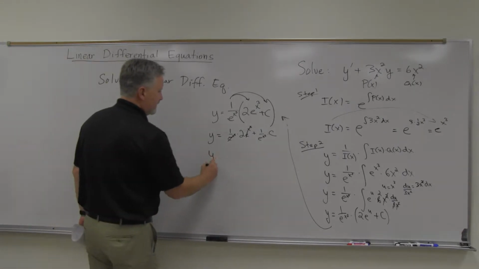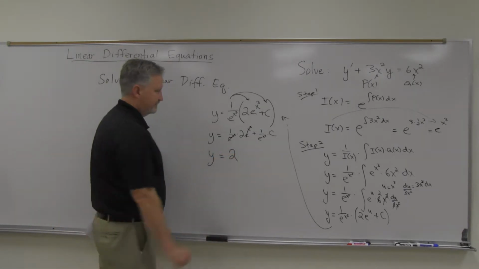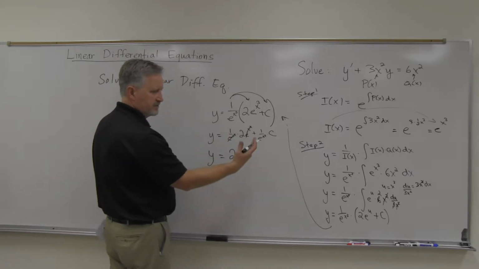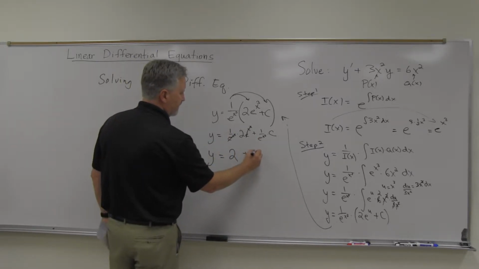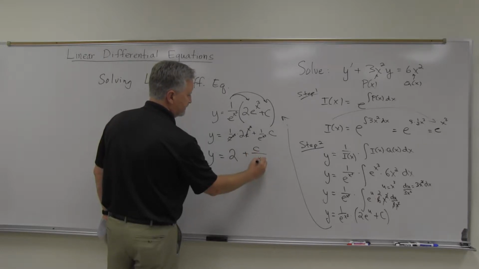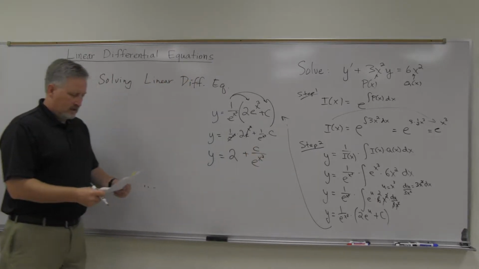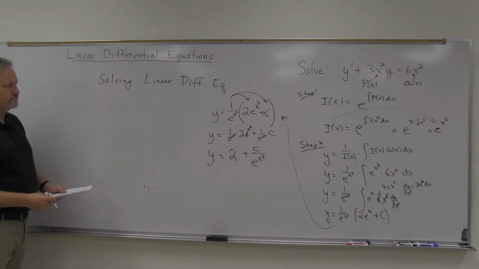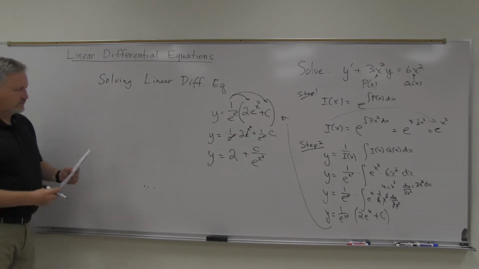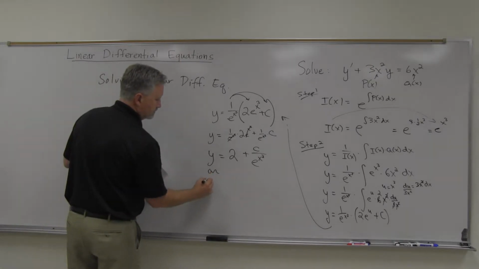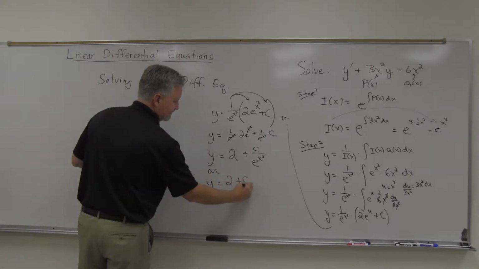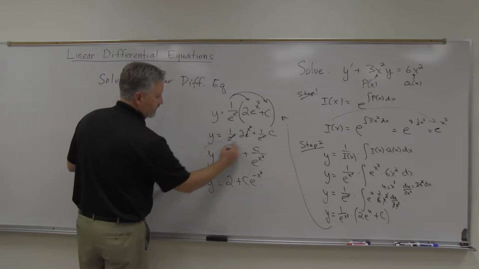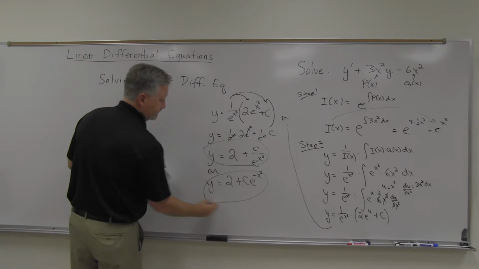And yeah, the e to the x cubed will cancel there. So it'll just be 2 for the first part, and then c over e to the x cubed, or c e to the minus x cubed, however you want to write that. But let's just go with that. So either one of those, perfectly fine. All right.